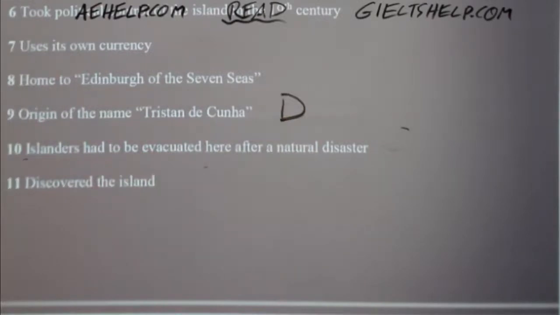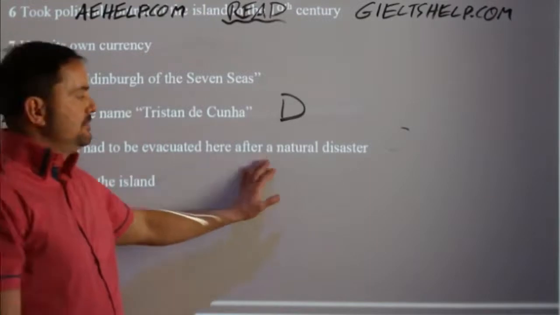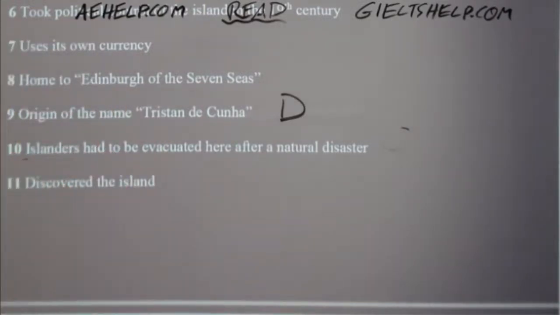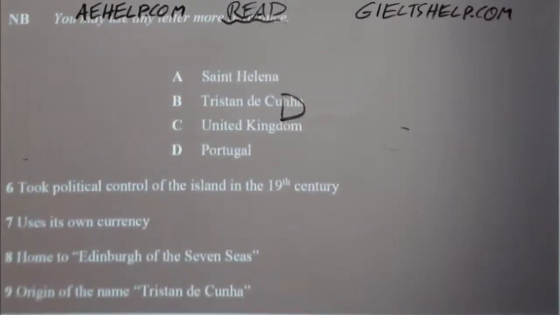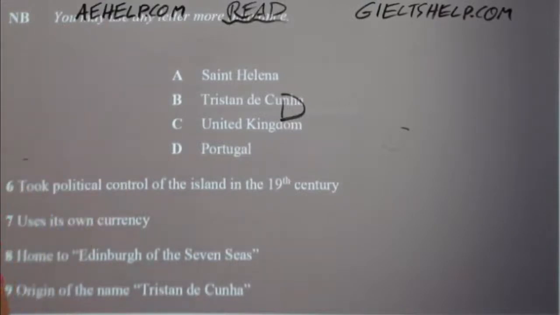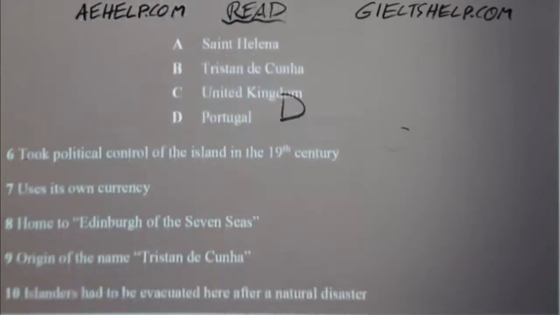And then number 10, islanders had to be evacuated here after a natural disaster. Musafir, good. A, B, C, or D. I think this one is quite clear as well from the reading. Abhishek says it was the UK. Yeah, good, UK, exactly. So C.